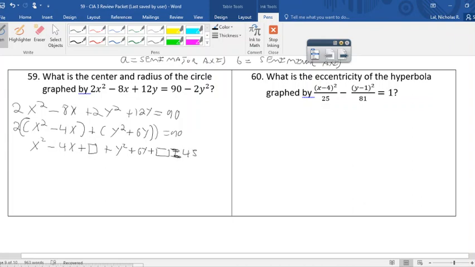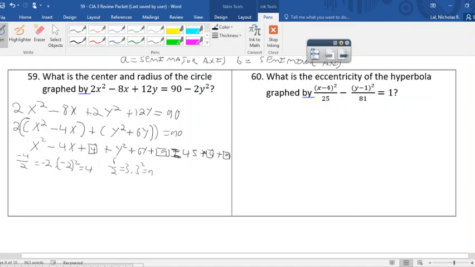Sorry, that's an equal sign. Plus both complete the square terms. All right, complete the square for the x term. Negative 4 divided by 2 is negative 2. Negative 2 squared is 4. Add 4 to the first complete square term. 6 divided by 2 is 3. 3 squared is 9. Add 9 to the second complete square term.